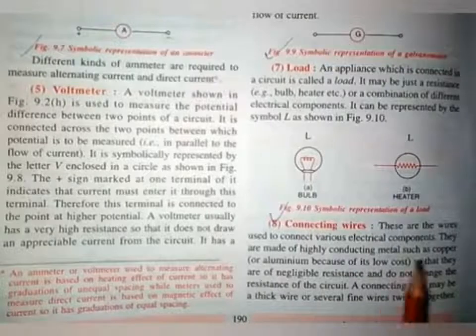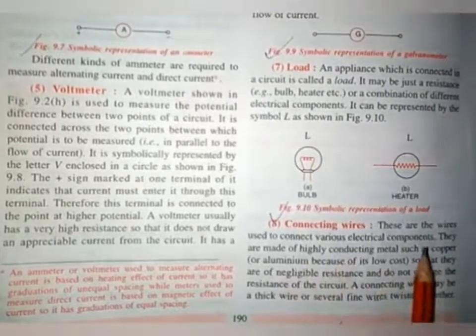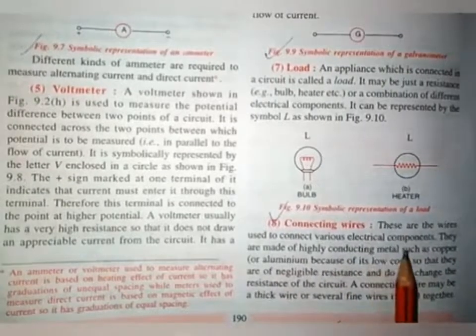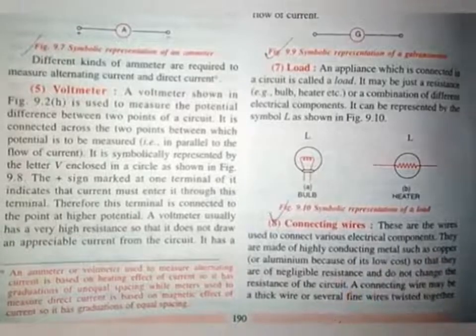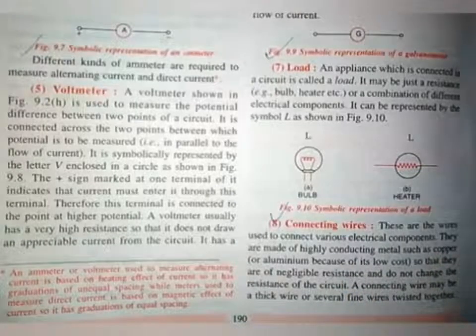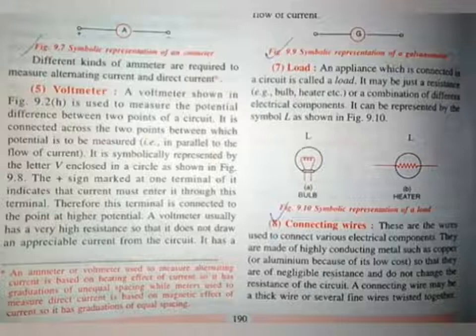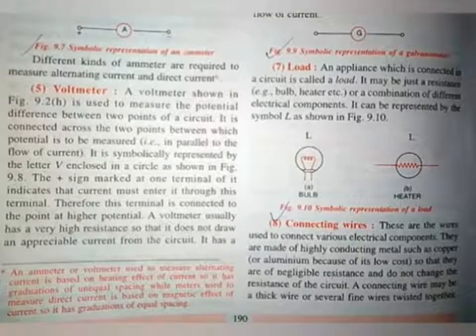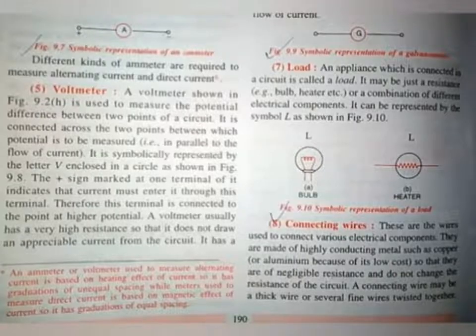Connecting wires. These are the wires used to connect various electrical components. They are made of highly conducting metals such as copper or aluminium, so that they are of negligible resistance and do not change the resistance of the circuit. Connecting wires are represented in a circuit diagram simply by a line.